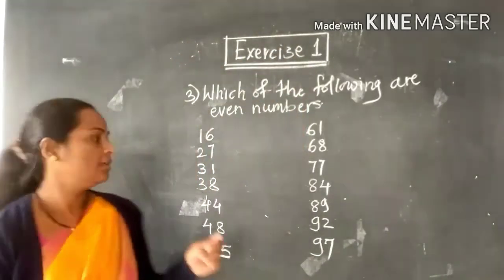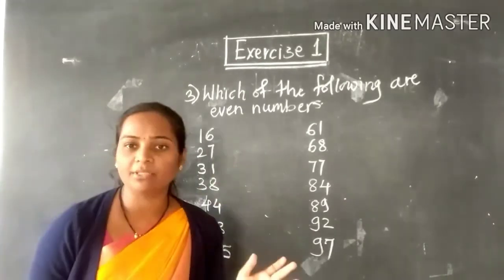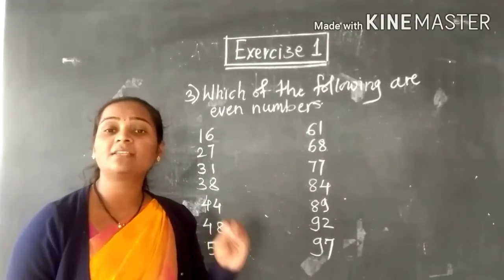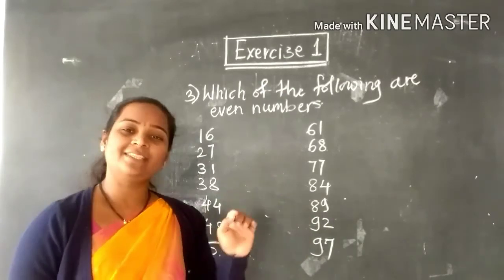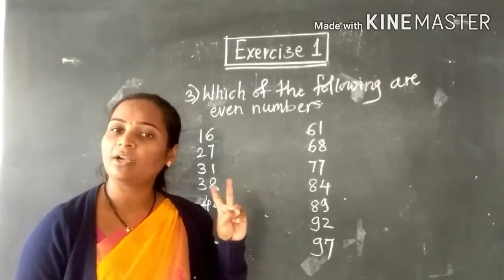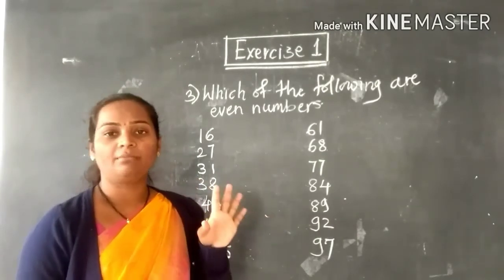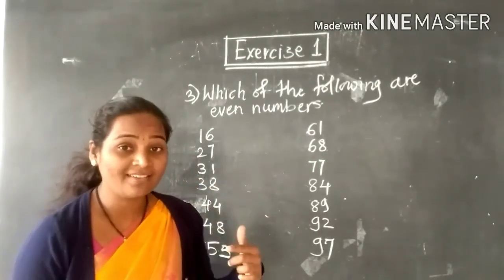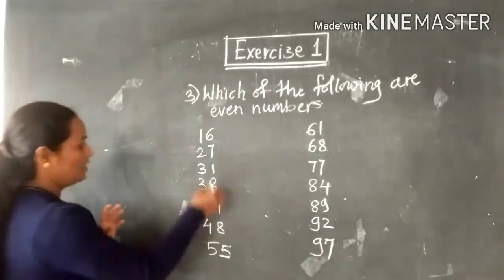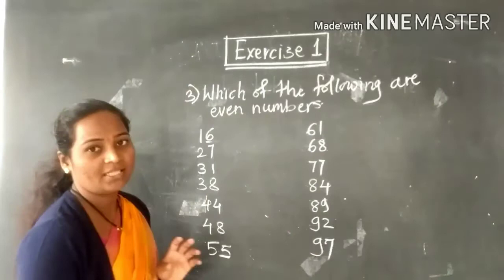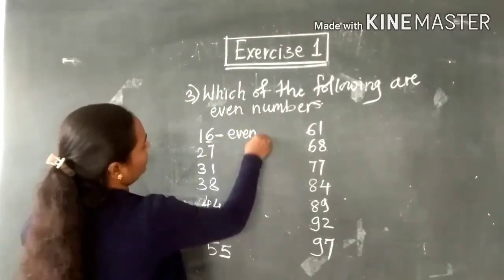See, student, here is the next question: which of the following are the even numbers. Even numbers means these are the multiples of 2, meaning that number is easily divisible by 2. That number is called an even number. We will apply our divisibility rule here also. See here is the 6, which is easily divisible by 2, which means it is an even number.